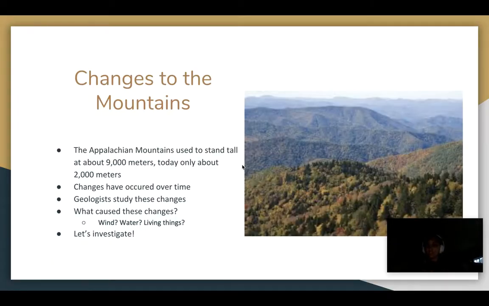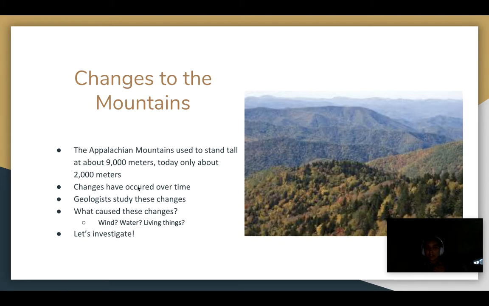So changes to these mountains. About millions and millions of years ago, the Appalachian Mountains used to stand tall at about 9,000 meters. Okay, so really tall, and they were pointy. And today you can look at the picture here on the right and see that they're not tall and not pointy. So now they only stand about 2,000 meters high.